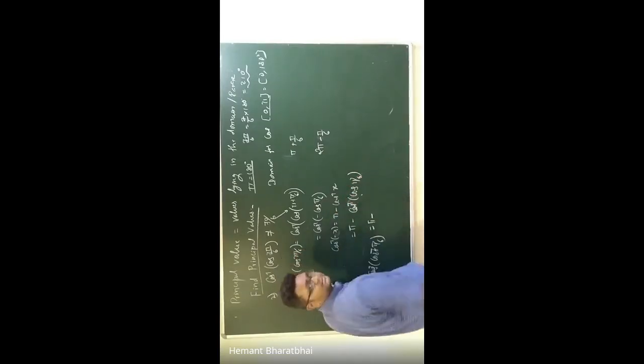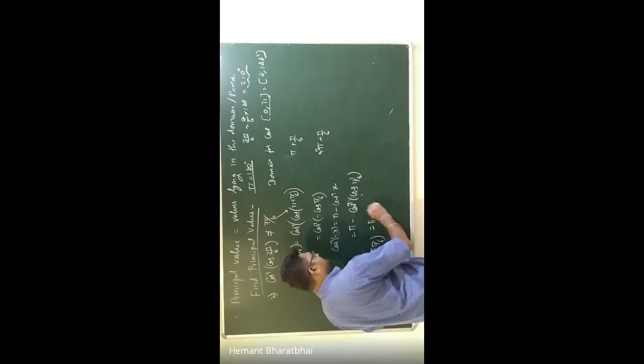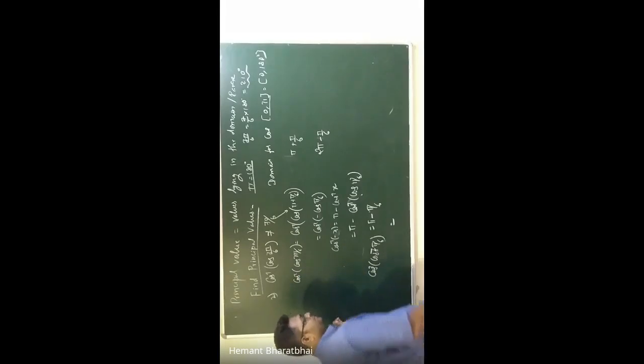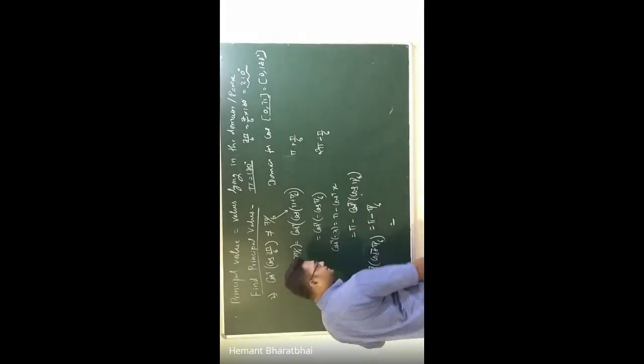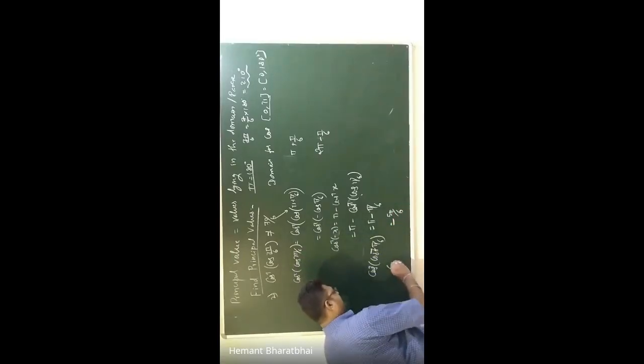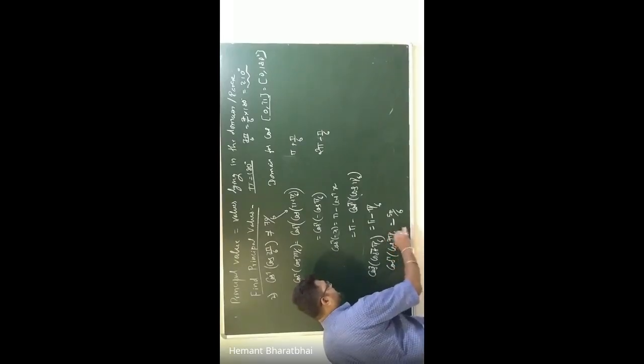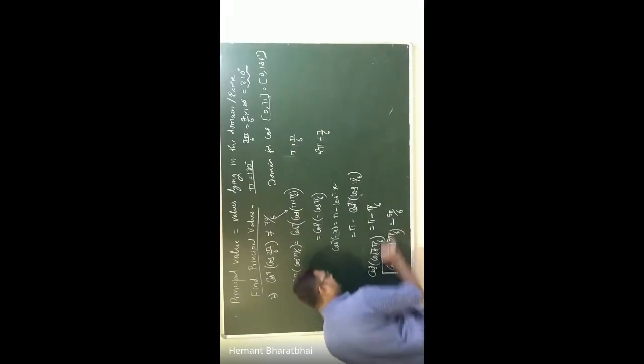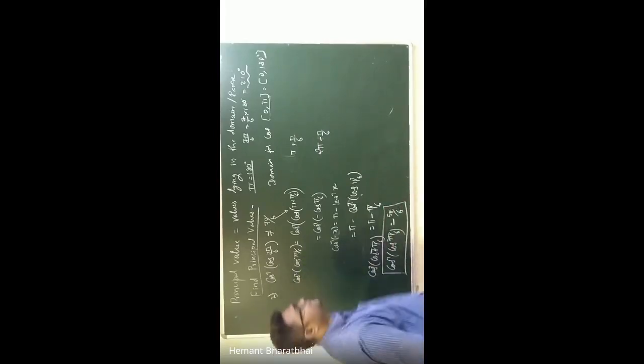Now cos inverse and cos will get cancelled, so I'll get pi by 6. So it will be 6 pi minus pi, so that will be 5 pi by 6. Therefore cos inverse of cos of 7 pi by 6, the value of this is nothing but 5 pi by 6.